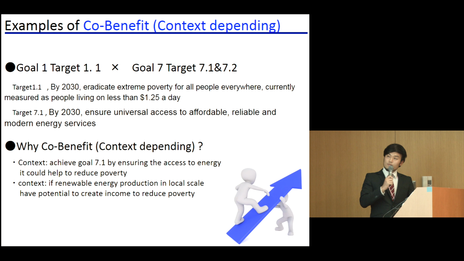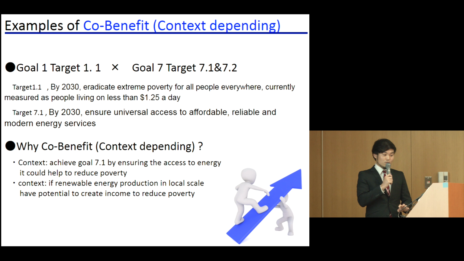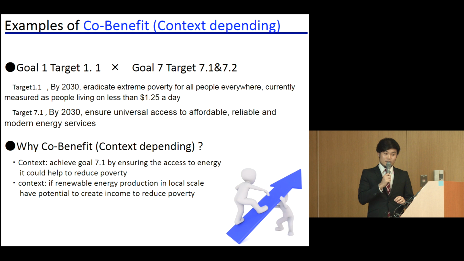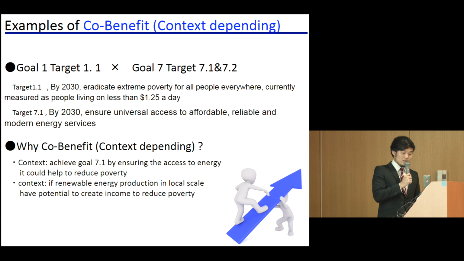are there any co-benefit, neutral, or trade-off? And this is our opinion. It is context dependent, but in our discussion, there was an opinion about these targets. We think target 1.1 and goal 7, targets 7.1 and 7.2 is co-benefit.